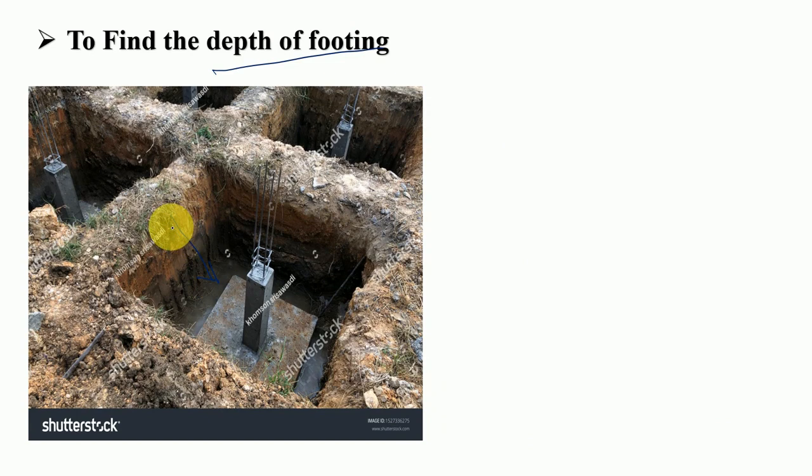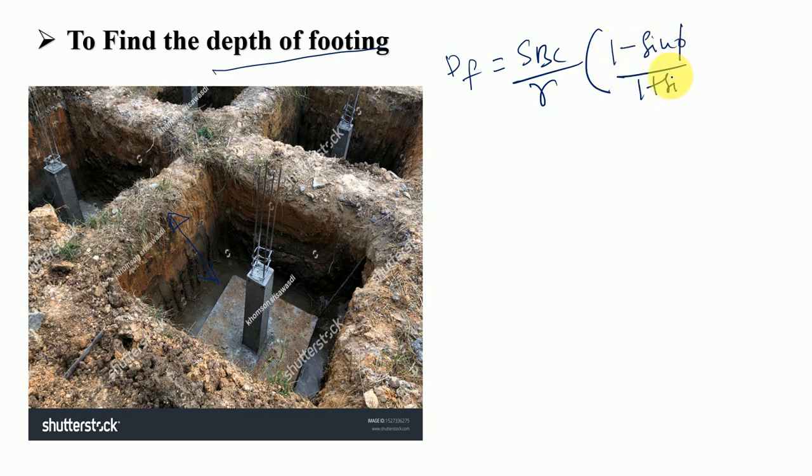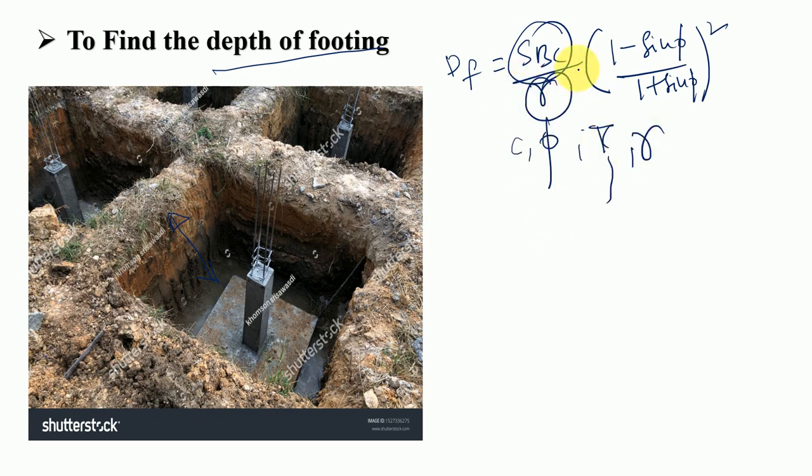There are many formulas, but generally we have this formula: minimum depth of the foundation, given by Rankine's theory, is SBC of the soil by unit weight of the soil into ((1 minus sin phi) by (1 plus sin phi)) whole square. If you carefully observe, in order to find the SBC we require c and phi values, and also we require the water table and the unit weight of the soil.